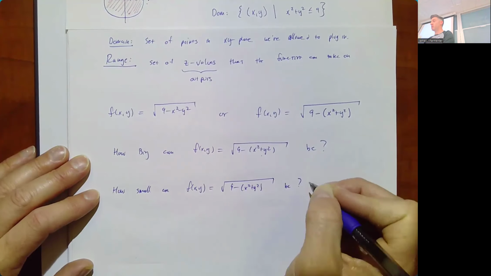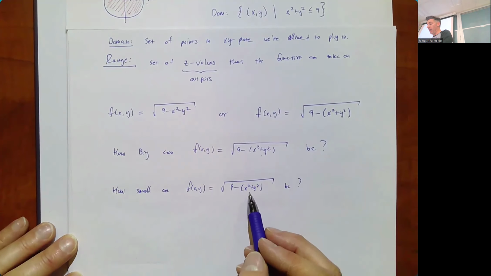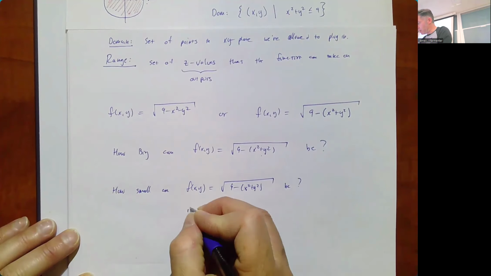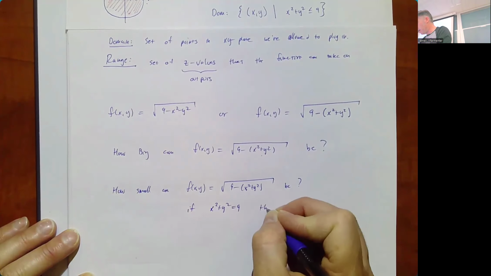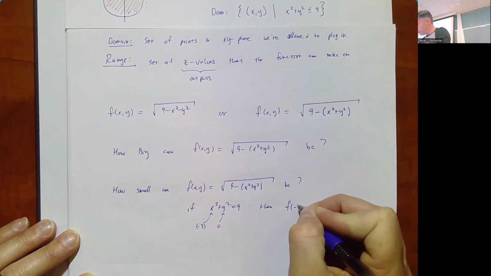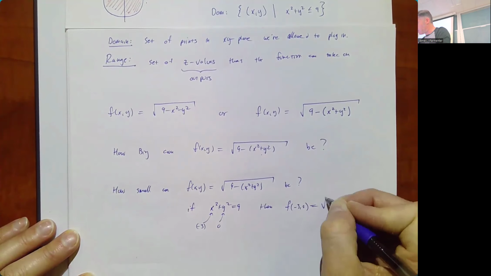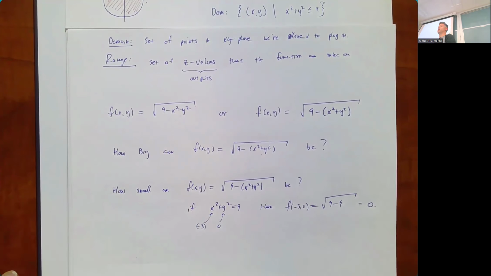Then it would be the smallest when I let x squared plus y squared equal 9, and I got 9 minus 9 equal to 0, and the square root of 0 is 0. So that's going to be true if x squared plus y squared equals 9. Let's say we made x equal to -3 and y equal to 0, that would work. Then f of -3 comma 0 would be exactly the square root of 9 minus 9, which is 0. And that's the smallest the square root can ever be, right? You can't get the square root of a number and end up with a negative result.